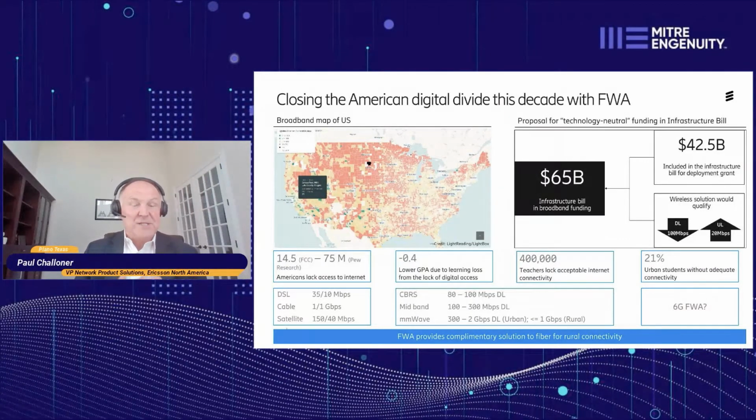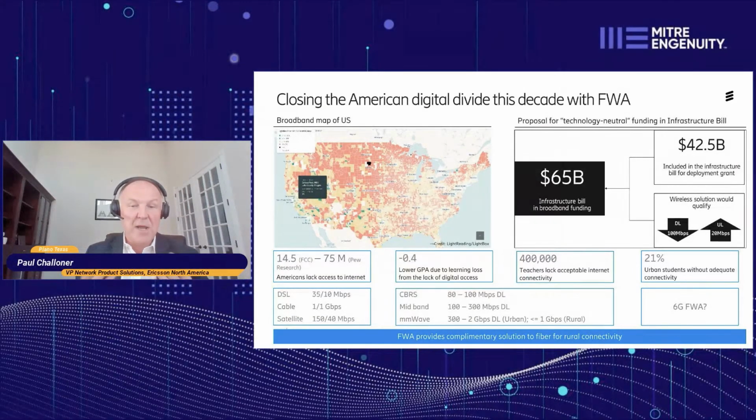So what's the answer? Fortunately, we see there's a piece of legislation going through right now, the infrastructure bill, where $65 billion of funding is allocated to building this infrastructure, of which $42.5 billion is actually for the building part. And it's a technology neutral fund. And we look at 25 megabits down, 3 megabits up, or 100 megabits down, 20 megabits up as the two thresholds. And that puts it well within the capabilities of fixed wireless access to deliver these.